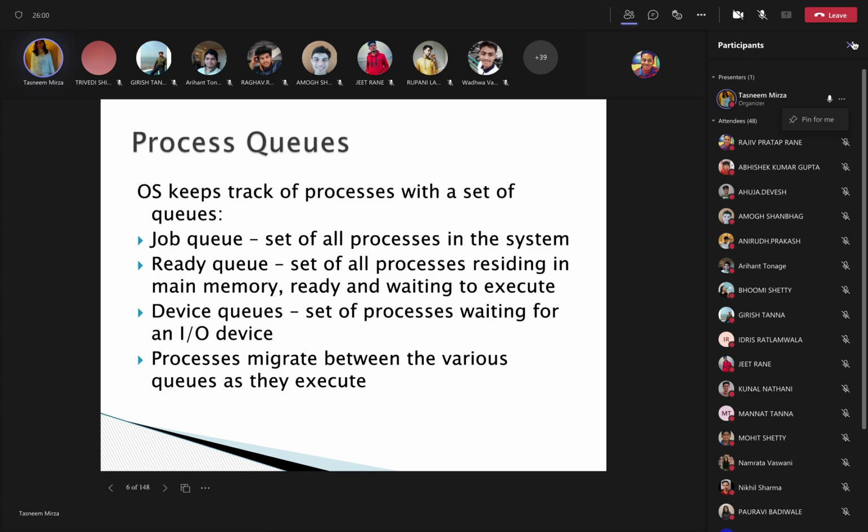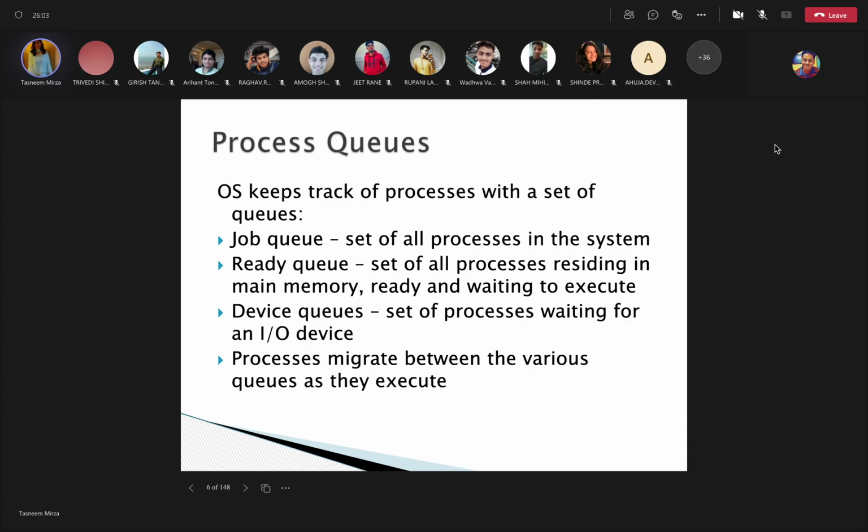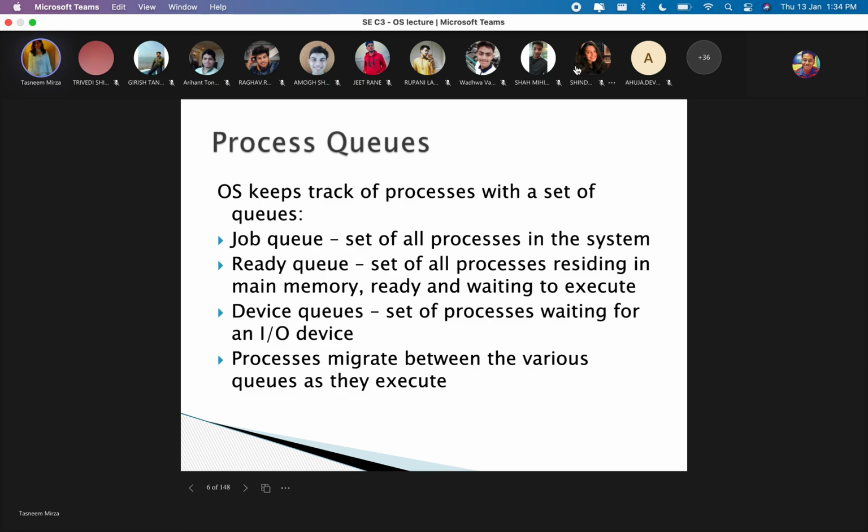Coming to the next one, that is nothing but the STS, short-term scheduler. The other term for short-term scheduler is nothing but a CPU scheduler. So any guesses what the CPU scheduler is doing?